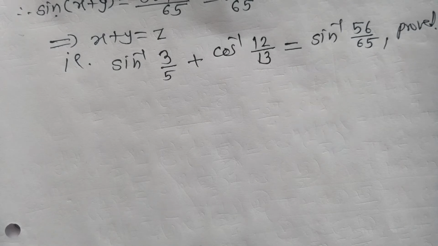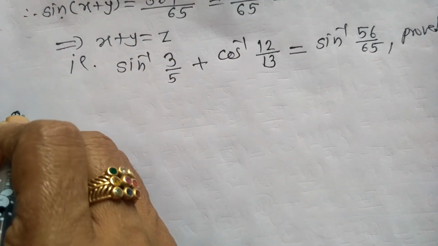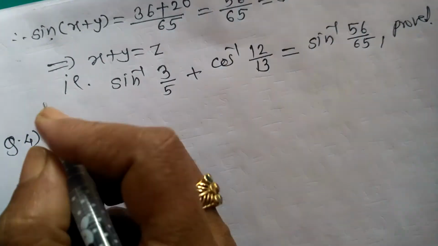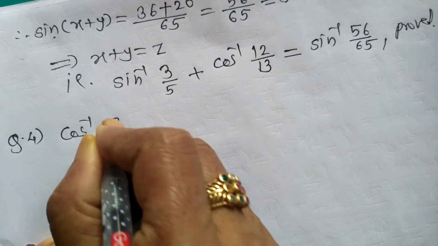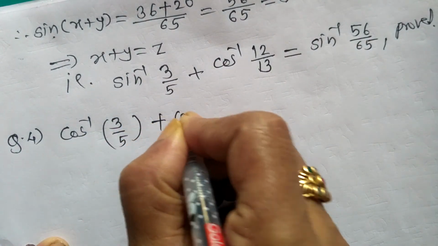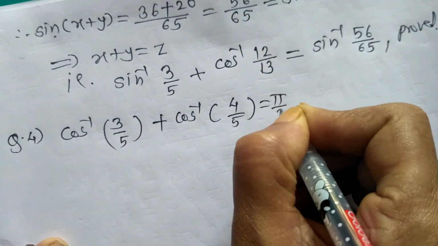A similar question is given in your exercise, that is the fourth question, for cos inverse 3 by 5 plus cos inverse 4 by 5. We only take that identity for the same measure. Again, very easy questions, because by using the property we may prove it here. Example number 4: prove that cos inverse 3 by 5 plus cos inverse 4 by 5 is equal to pi by 2.